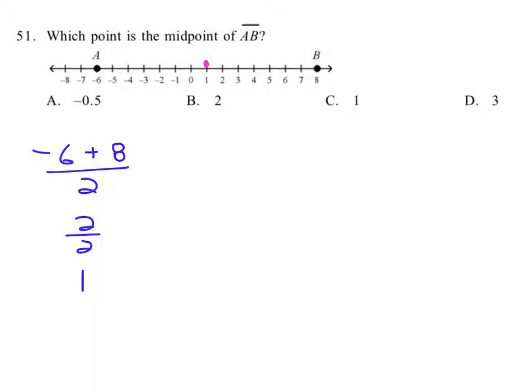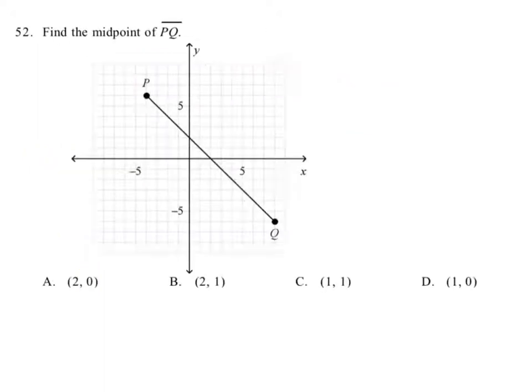And just to verify it, you can see that indeed there are 7 units between here and here: 1, 2, 3, 4, 5, 6, 7. And there are 7 units from there to there: 1, 2, 3, 4, 5, 6, 7. So you can see that is indeed the midpoint, and there we mark it as C. Okay?